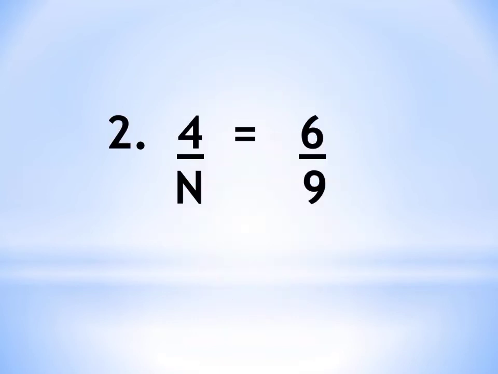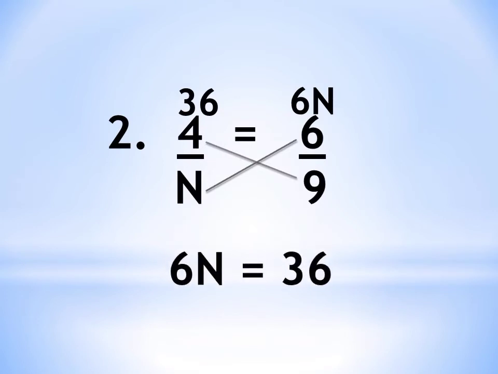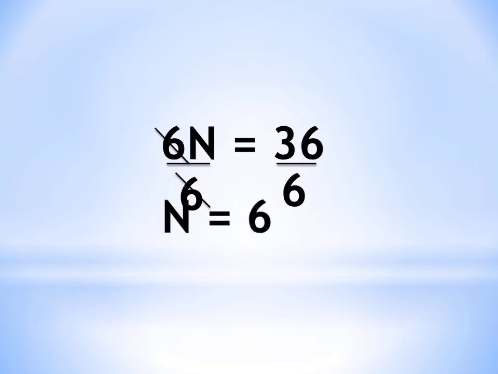So number 2. In this case, it is in fraction form. Get the cross product. 9 times 4 is 36, and n times 6 is 6n. Equate the two products. Then divide both terms by 6. Therefore, n equals 6.